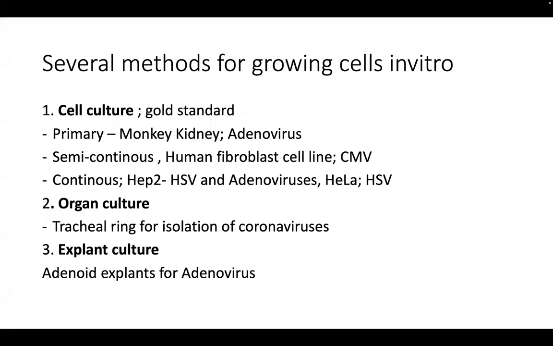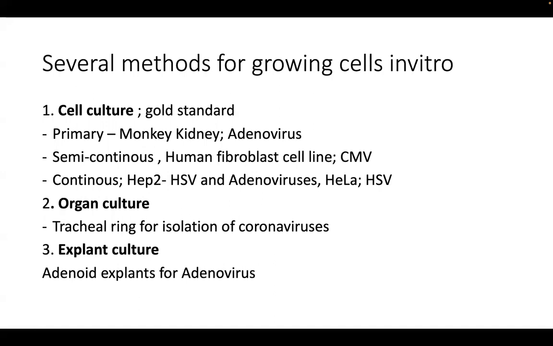There's a primary cell line, the semi-continuous, and the continuous cell line, and they are different in that primary cell lines are cell lines from normal animal or human cells. And the primary cell lines undergo about 5 to 10 cell divisions, and they can be used to make vaccines or just isolate viruses. An example of the primary cell line is the monkey kidney cell line for cultivation of adenovirus.